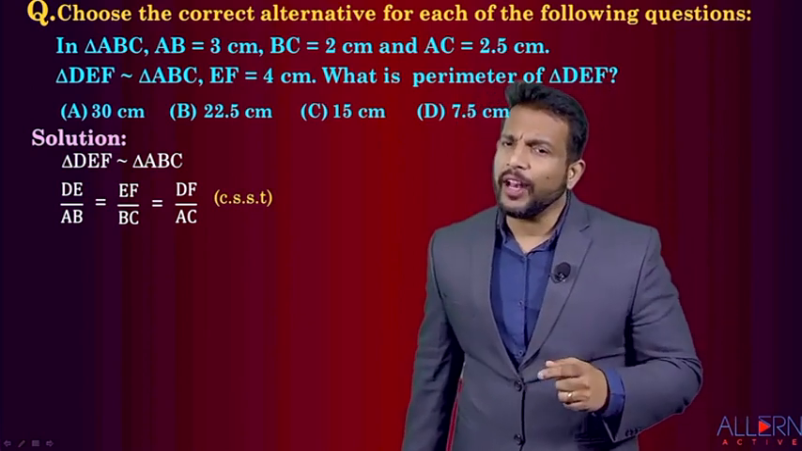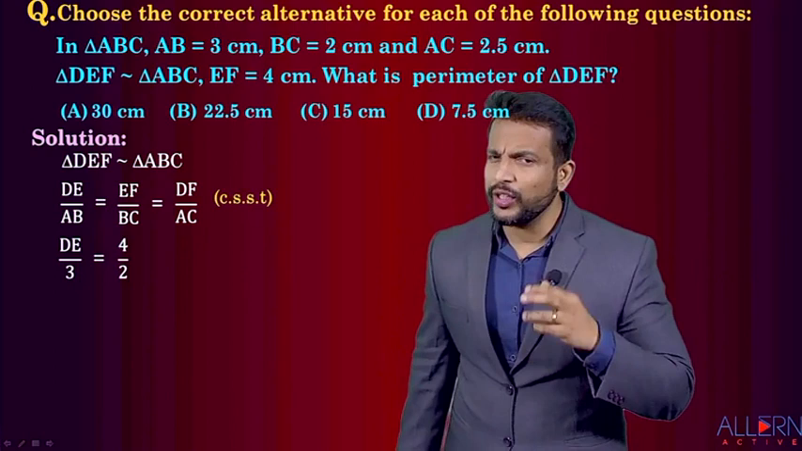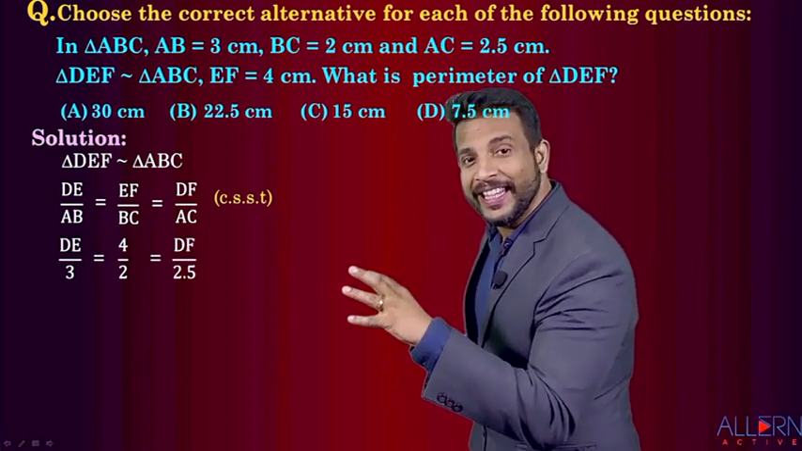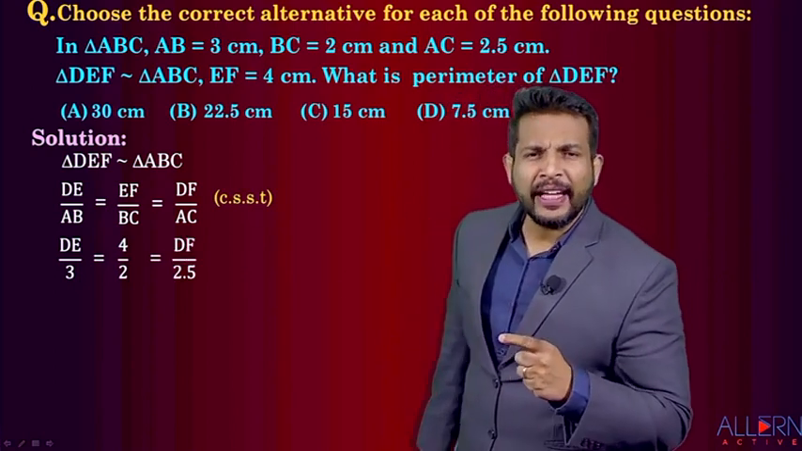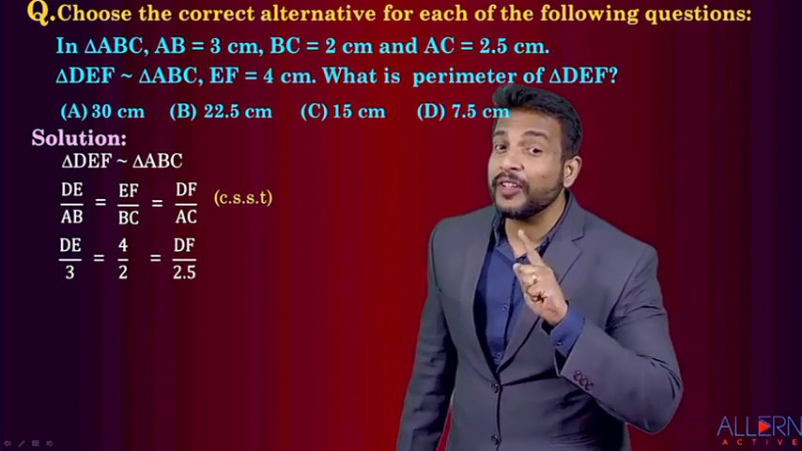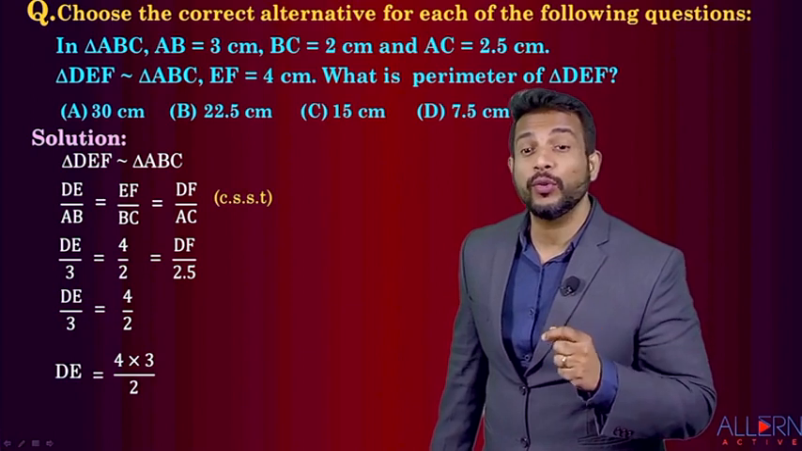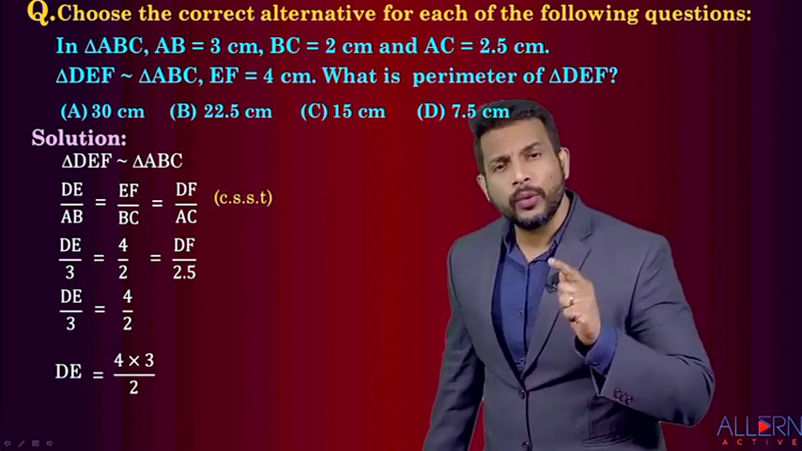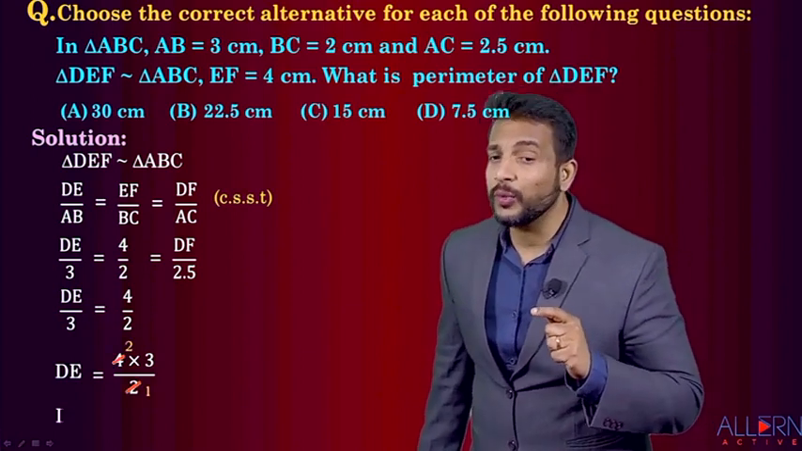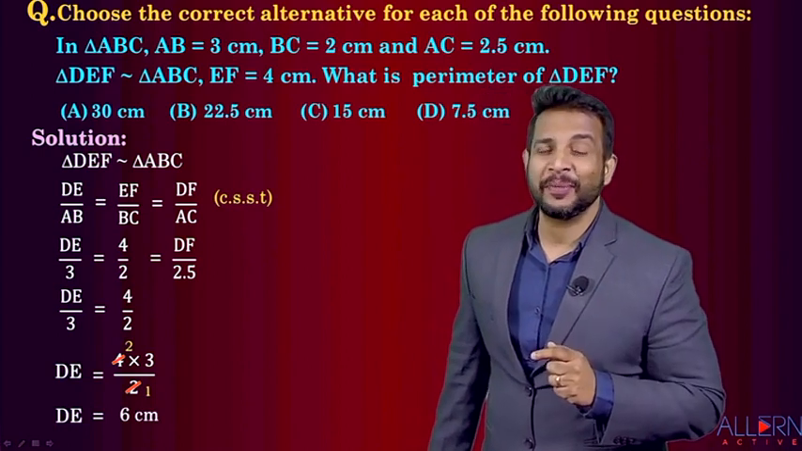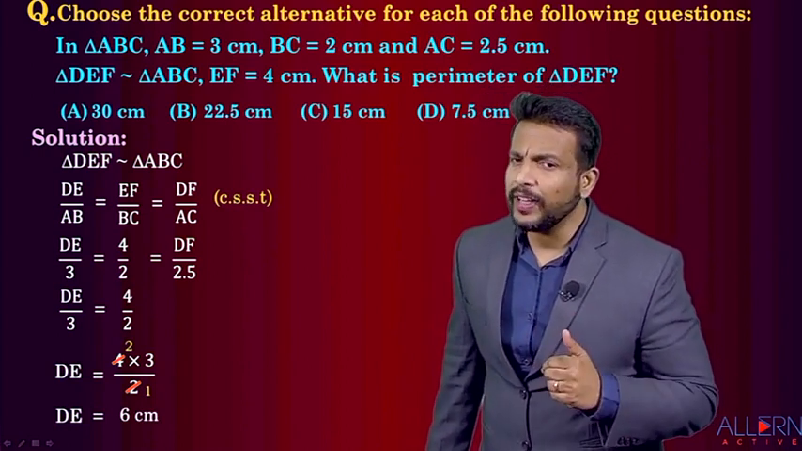Now let's substitute the values. Now all the values which are known to us, which are given to us, we just substitute and we end up getting this, right? Now we can find DE, right? We can take the first and the second ratio equal. So we write DE upon 3 is equal to 4 upon 2. So DE is equal to 4 into 3 upon 2. Do the cancellation. 2 1s are 2, 2 2s are 4. So 2 into 3 is nothing but 6 centimeter. We got the value of DE.